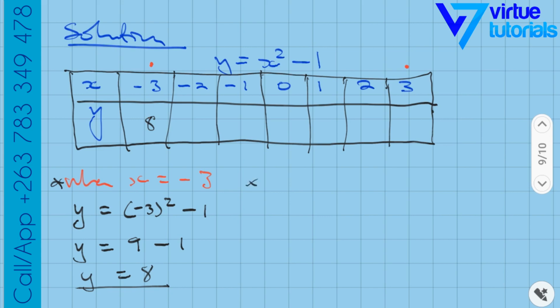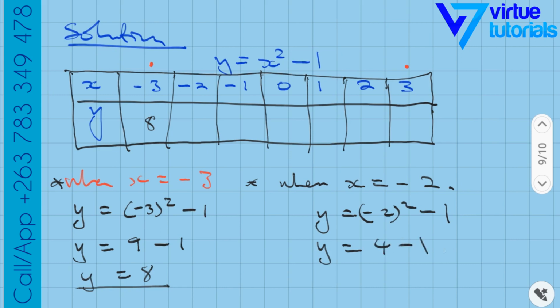The next part is when x is equal to minus 2. According to our equation, y is equal to x squared minus 1. So y will be equal to minus 2 squared minus 1. Minus 2 squared is 4, because minus 2 times minus 2 is a positive 4. 4 minus 1 will give you 3. So we'll have a 3 there.